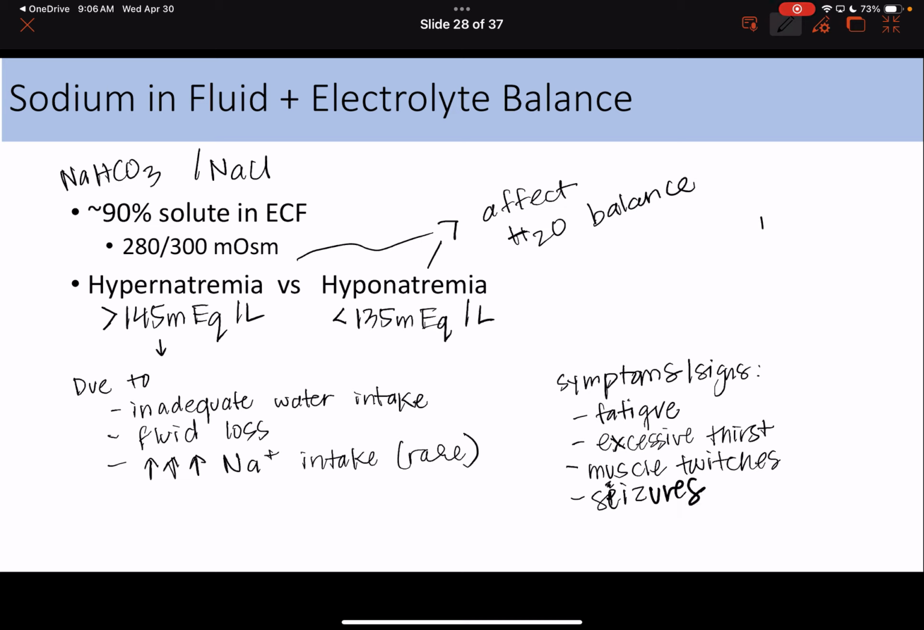And then you would treat with water intake, or IV fluids.